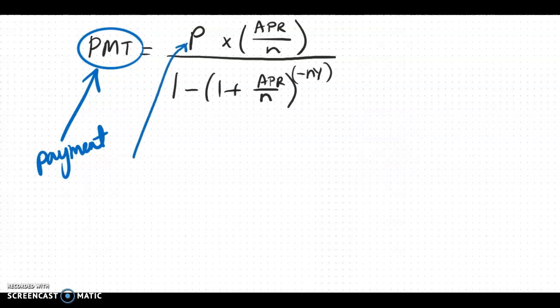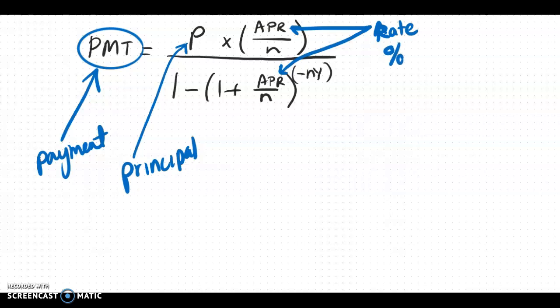P here stands for the principal, the initial loan amount. So this is called the principal. Then we have APR, and we have that in two spots. That's the annual percentage rate. I'm going to call it the rate, and you find that by looking for the percent sign in the word problem. But you're going to write it in decimal form.